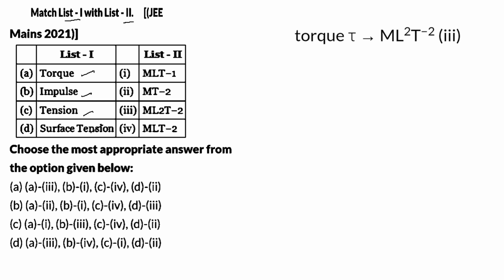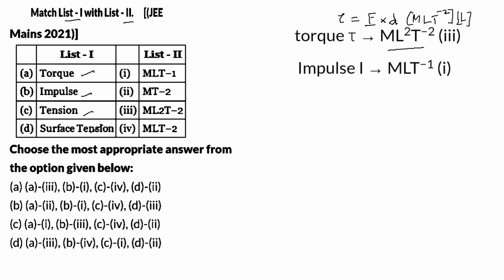For torque, tau is nothing but force into perpendicular distance. Force is M L T power minus 2, for perpendicular distance L, hence M L square T power minus 2.